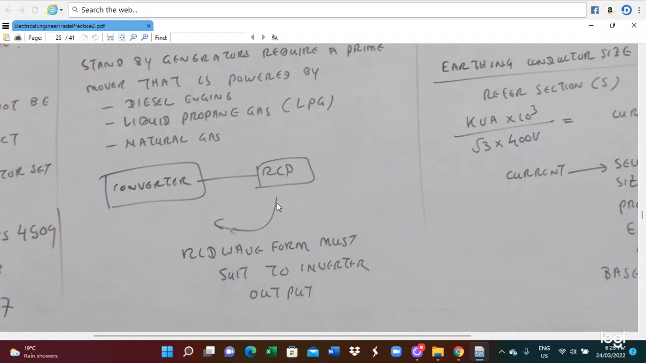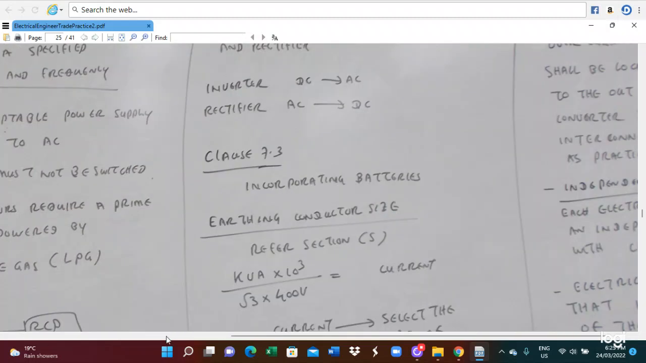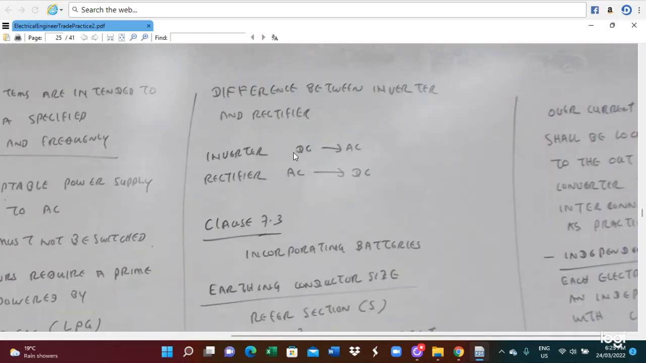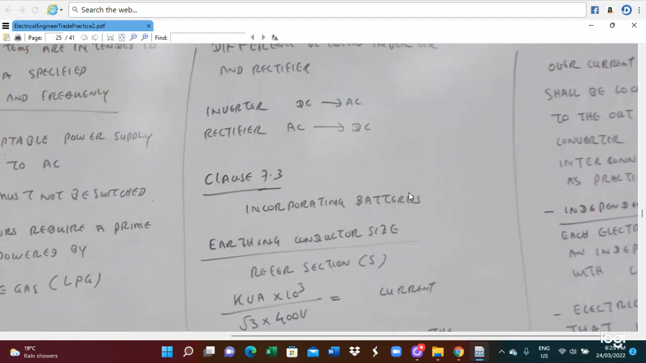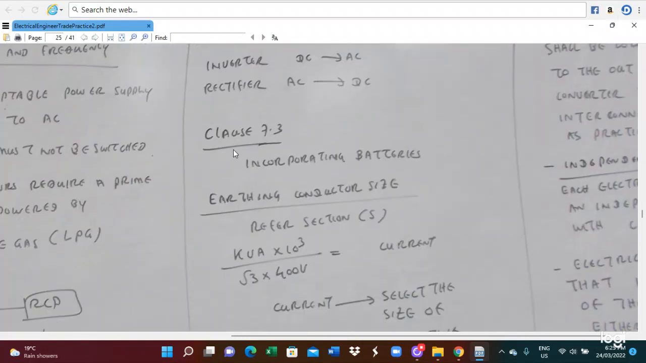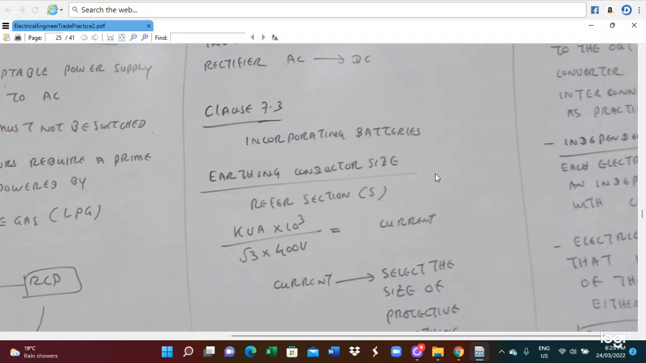The RCD waveform must suit the inverter output. So there is a difference between the inverter and the rectifier. Inverter is DC to AC conversion and rectifier is AC to DC conversion. So there is clause 7.3 incorporating the battery. This is for the appropriate rules and regulations. Clause 7.3 of AS3000 is the main concern about incorporating a battery.